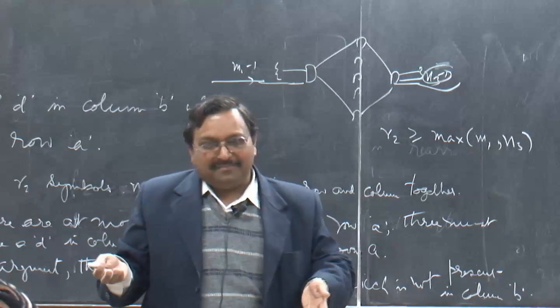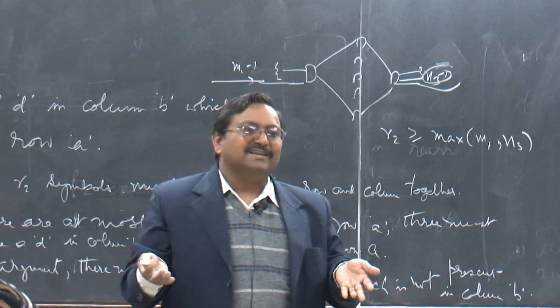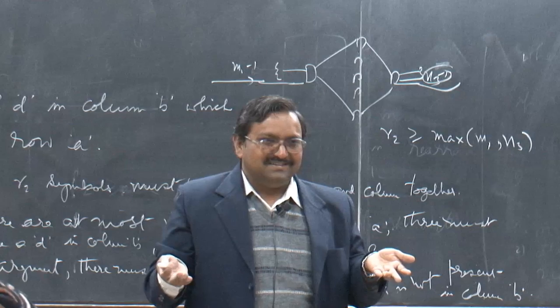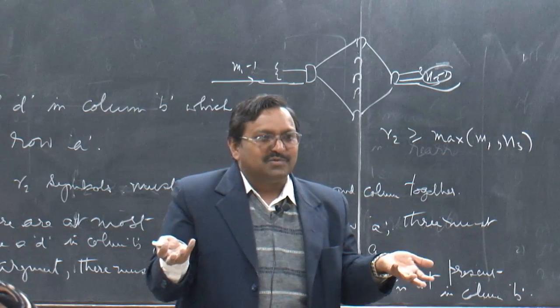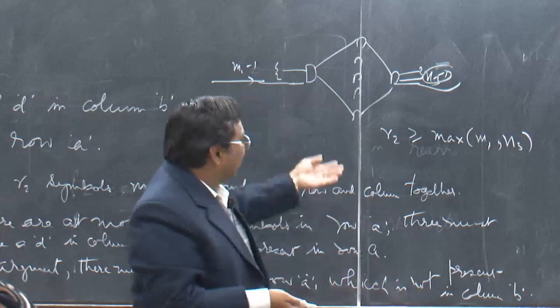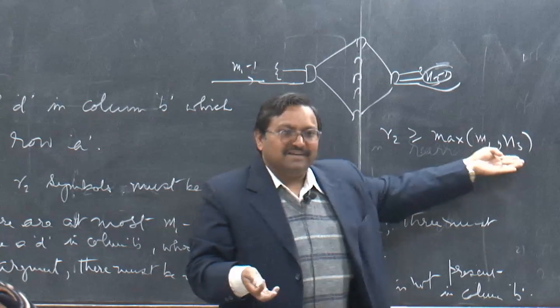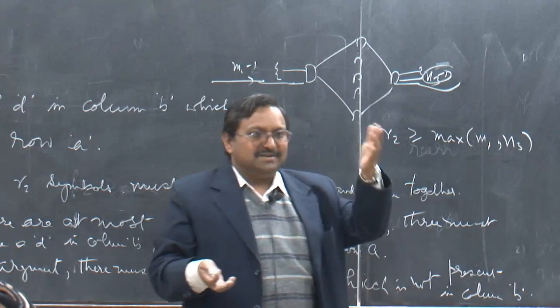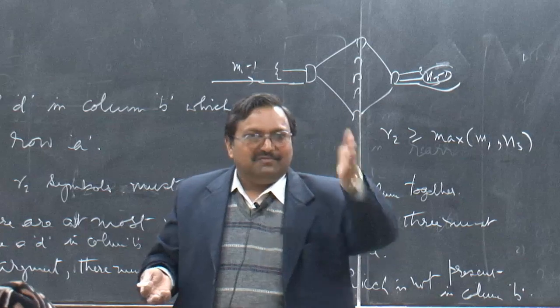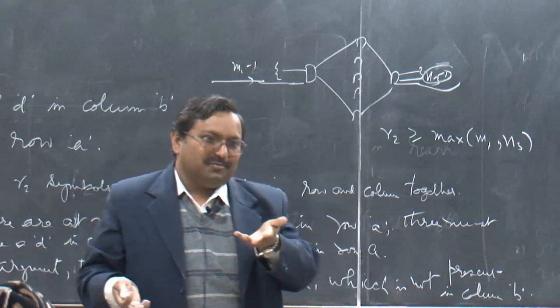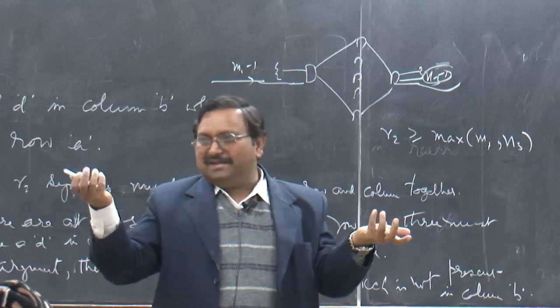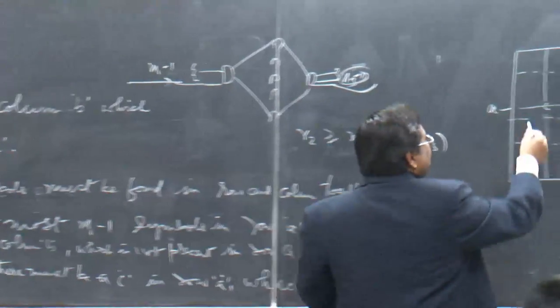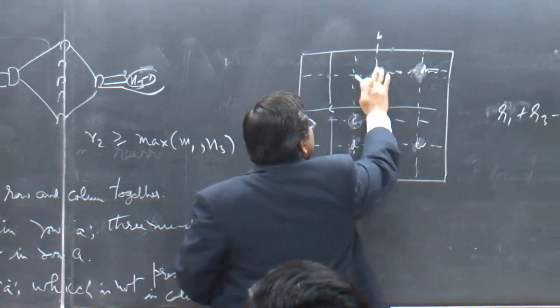Now if you look at the column, similarly, the column will have N3 minus 1 symbols. But together I am already consuming all R2 symbols, and my R2 is again greater than the maximum of M1 and N3. So there has to be a symbol C which is not in the column, but it is in the row. So I can find out the C and D pair. So I found this C and D pair, okay.